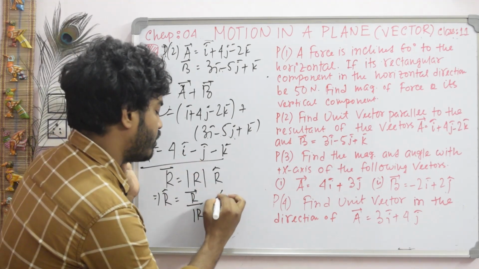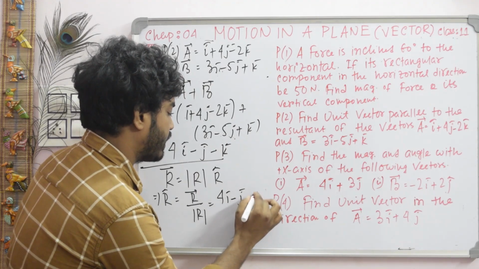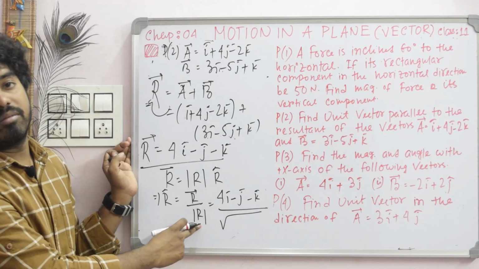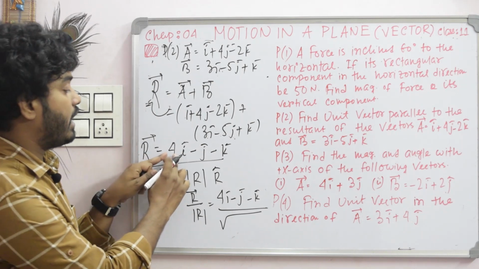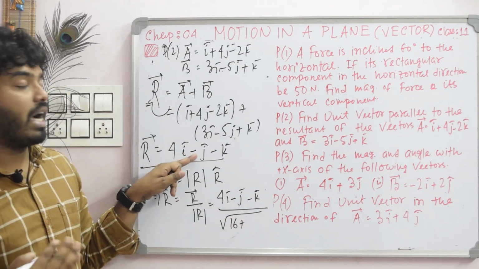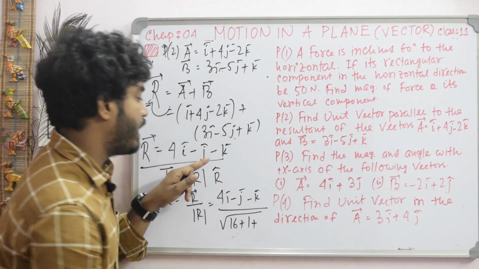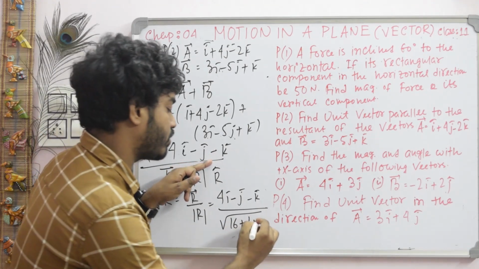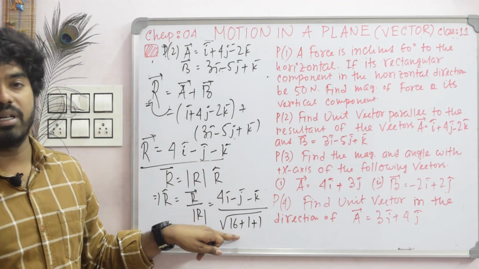Now you know the value of r vector, that is 4 i cap minus j cap minus k cap, and you know the formula of finding the magnitude value of r, that is root of ax square plus ay square plus az square. Here ax is 4, so 4 square is 16, plus ay, that is minus 1 the whole square, so this gives 1, and minus k cap, that is magnitude minus 1 the whole square, so this also gives 1. So 4 i cap minus j cap minus k cap divided by root 18.